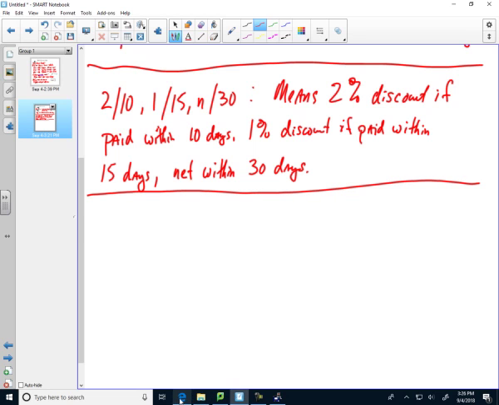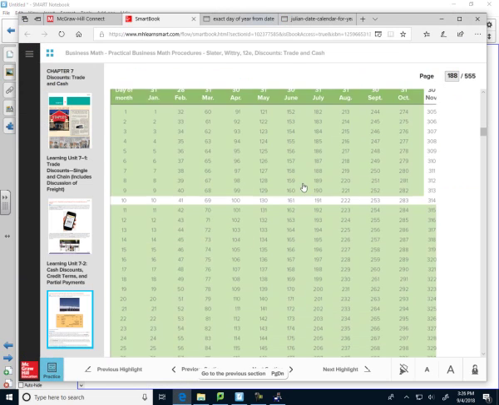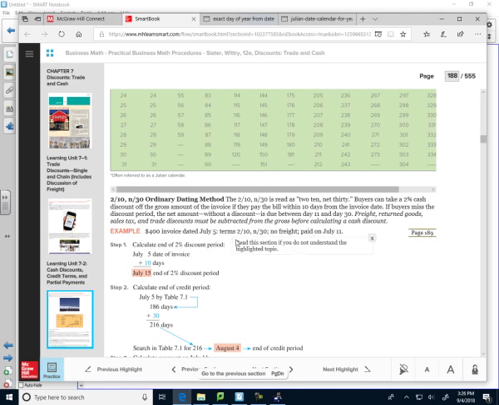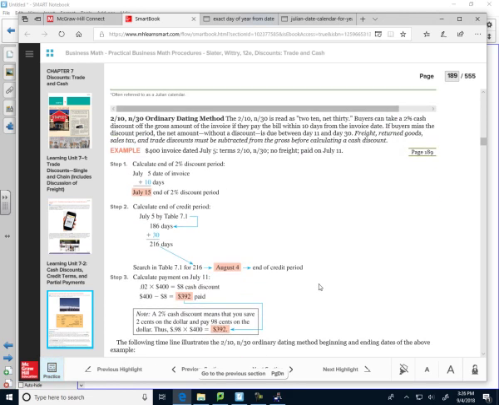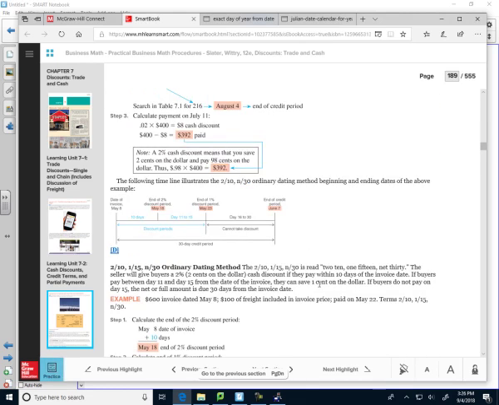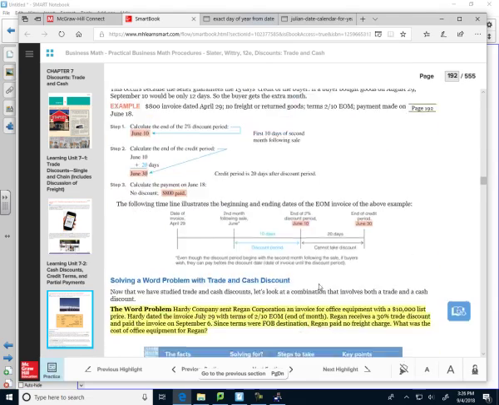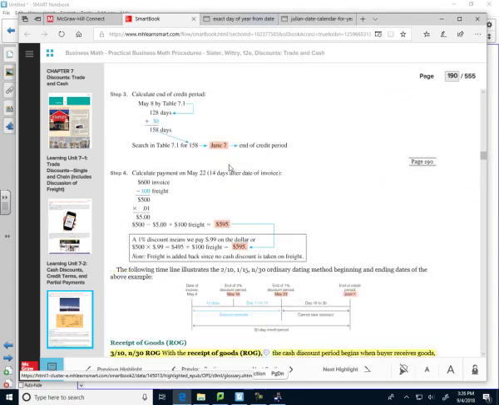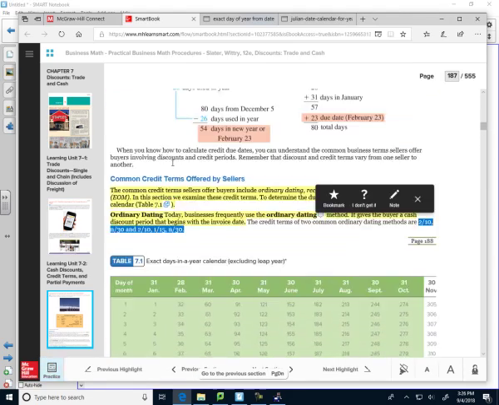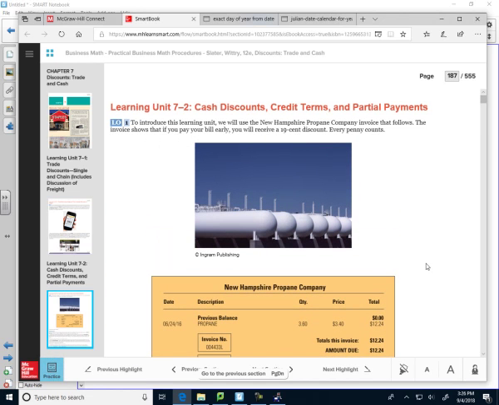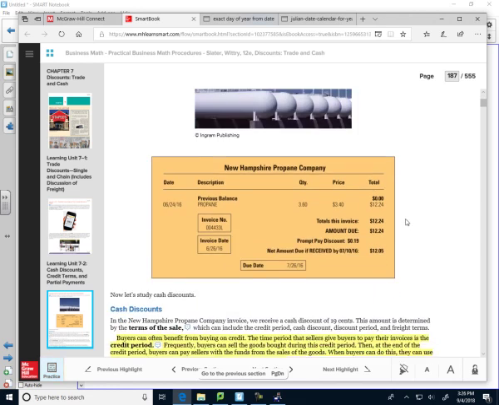Okay, so there's a description. Let's see if we can find ourselves. Now, keep in mind, this is ordinary dating. There are wrinkles on this, but for now, let's just do ordinary dating. And I wonder if I can find a suitable end of chapter problem. This is 7.2 and then learning objective 1.